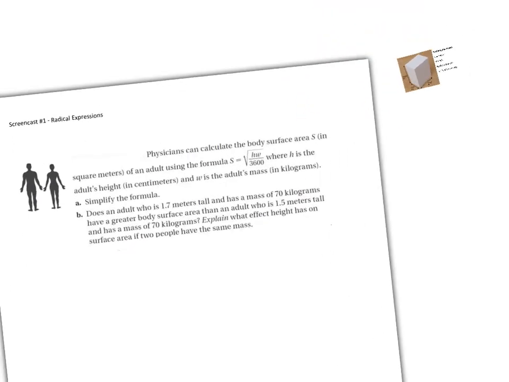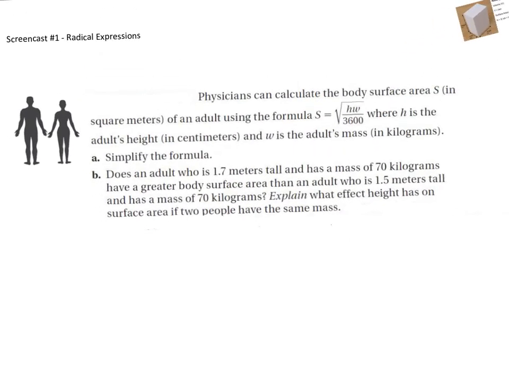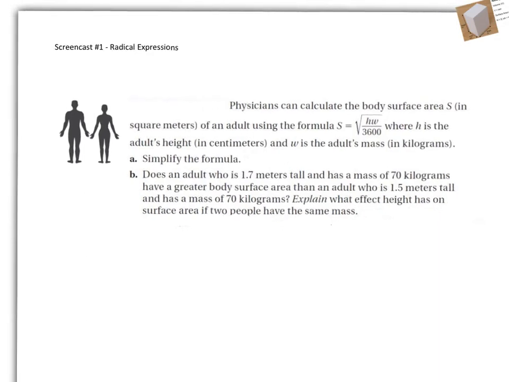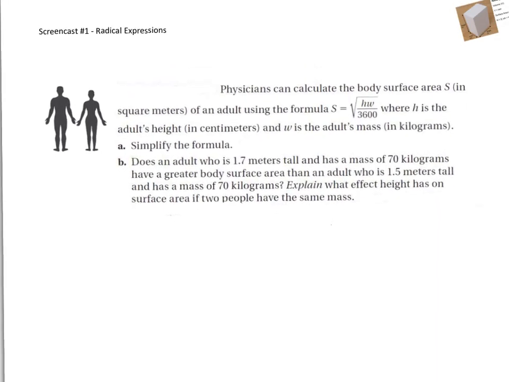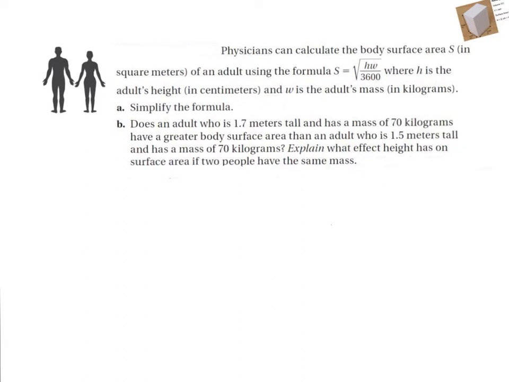Let me get rid of that, and let's bring it up. Here we go. Now we'll put this off to the side here. There goes the box. So here we have 2 human bodies all the way at the left. Here's what it says. Here is the first problem. It says, physicians can calculate the body surface area. That's what we're talking about, the body surface area, capital S, in square meters of an adult using the formula right here.